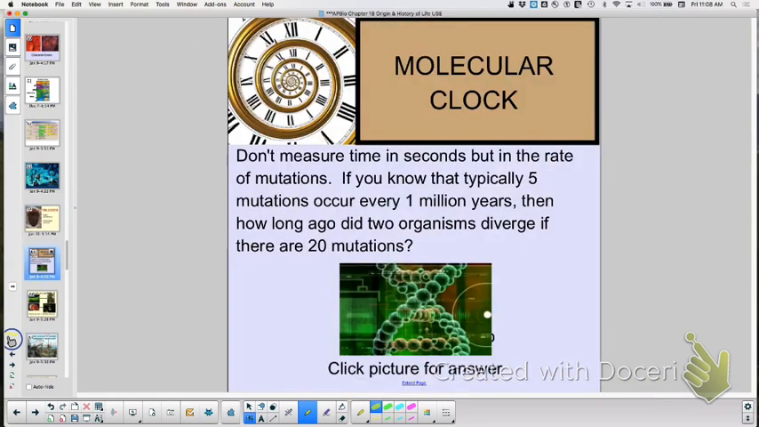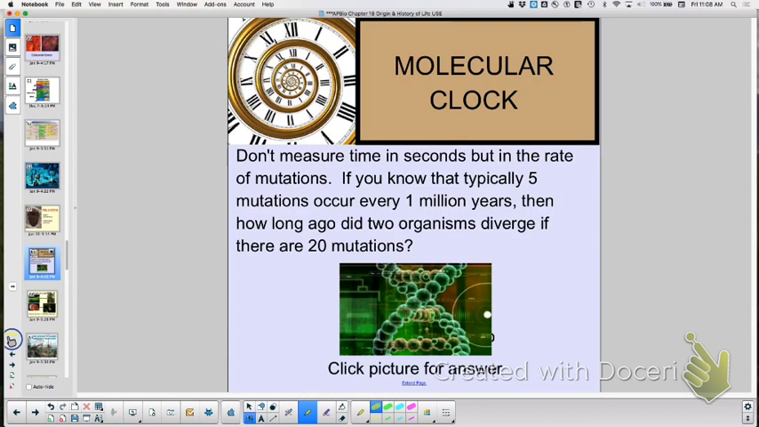Okay, so we're not measuring time in seconds. When you look at molecules, you're looking at change in molecules, and a change would be a mutation. So if we were all the same species right here, then we would have the same mutations in our DNA, yes? But if we spread out, radiated out, then I'm going to be in a different environment. I'm not interbreeding with them. I would have my new mutations, right? And then we would each have our new mutations.